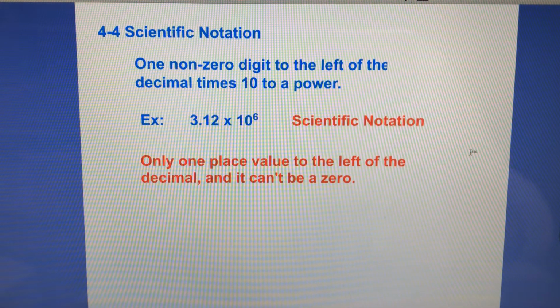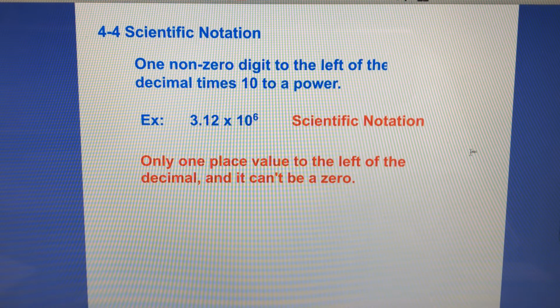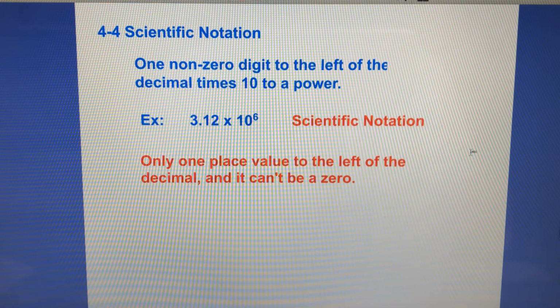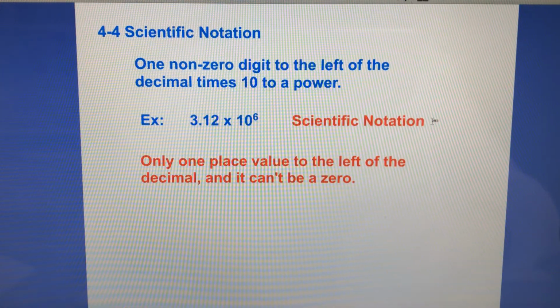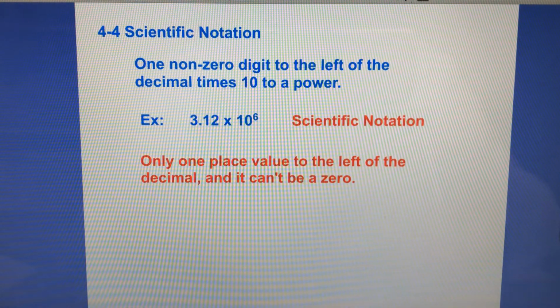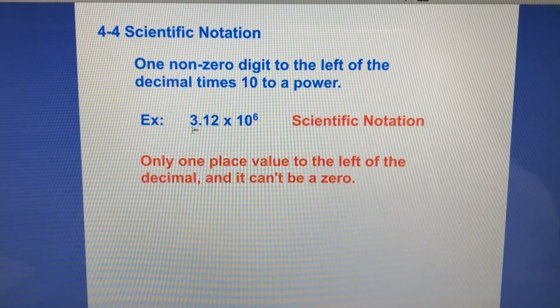Scientific notation, section 4-4. Scientific notation can get very complicated. It's a nice way to condense your numbers, but it does get confusing, so please pay attention. Scientific notation, the number one rule: one non-zero digit to the left of the decimal times 10 to a power. Only one place value can be to the left of the decimal, and it cannot be a zero.